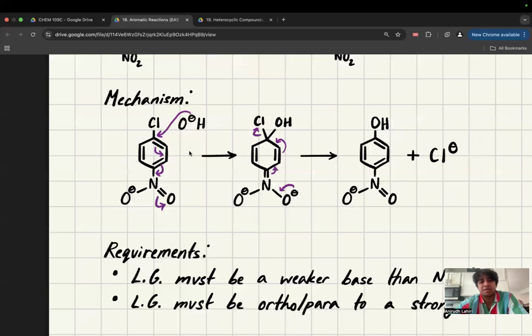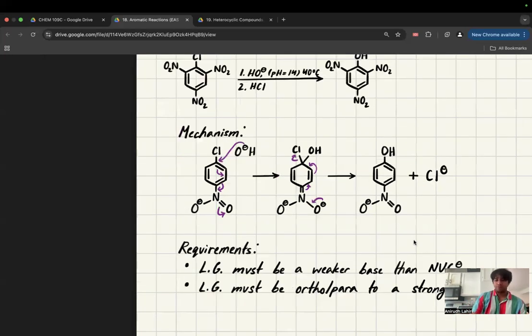And again, you might be thinking, why can I not just attach it here and then kick this out? And it's kind of the same reasons that you can't do that in E1CB. It's the same reasons that we can't do that in a couple future reaction mechanisms. It's just because the jump in energy between here and here is simply too high. We need to go through a more stable intermediate, and then we can find this product.